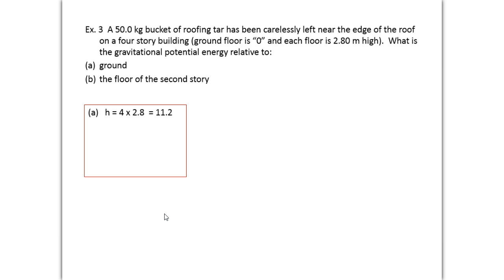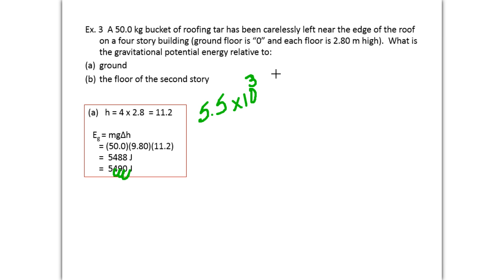So the height of the building is 4 times 2.8, 4 stories, each story 2.8 meters, so 11.2. You know your potential energy formula. And the bucket's falling from the top down to ground floor, zero. So the mass times acceleration due to gravity, and then the height that it's falling. That would be roughly 5,490 joules, or if you wanted to, you could round to 5,500 joules. If someone was really particular, you could say it was 5.5 in scientific notation times 10 to the 1, 2, 3 joules.